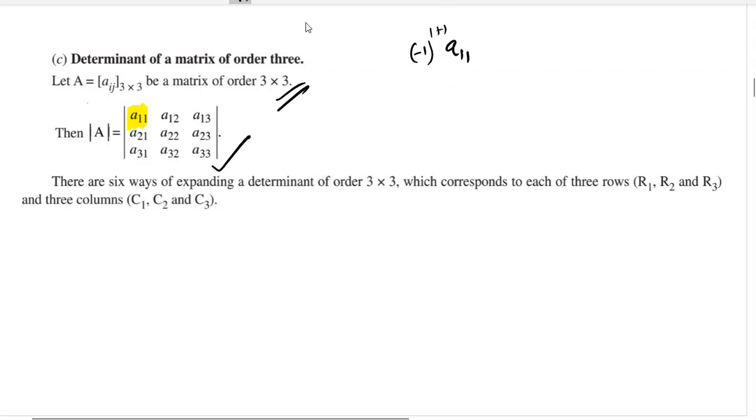So you might have this question that, just a moment, let me just, minus 1 raised to 1 plus 1. Why did I multiply this minus 1 raised to 1 plus 1 with this element?